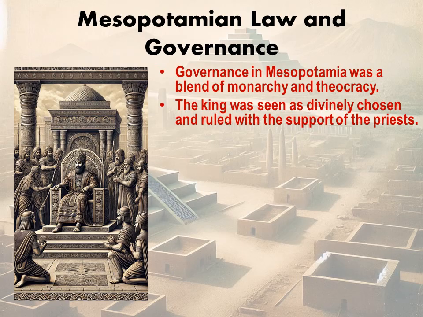The king was seen as divinely chosen and ruled with the support of priests. So the king was divinely chosen, meaning it was believed that God had appointed the king to rule over the people, and the king had the support of priests. Now priests were very important because they were upper class people and they had the ultimate religious authority, which means that people believed that priests have some kind of connection with God. Hence, if the king has the support of priests, then what will happen? The people will believe that the king has a divine right to rule over the people.